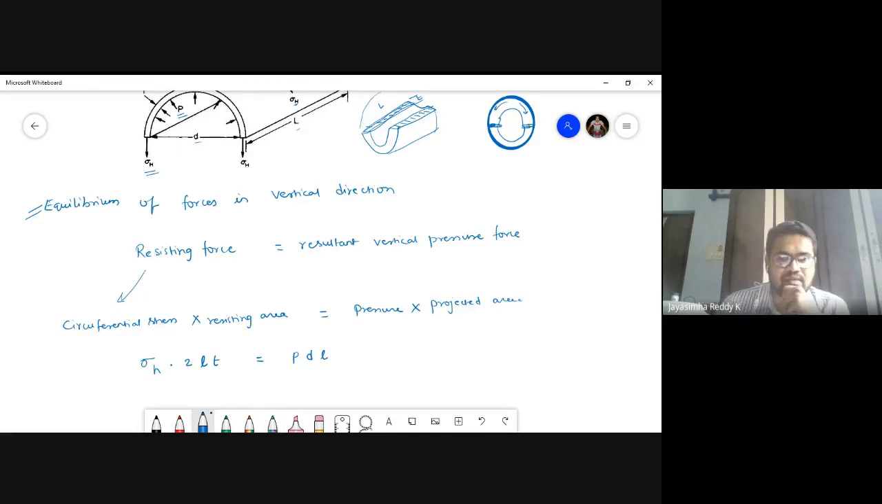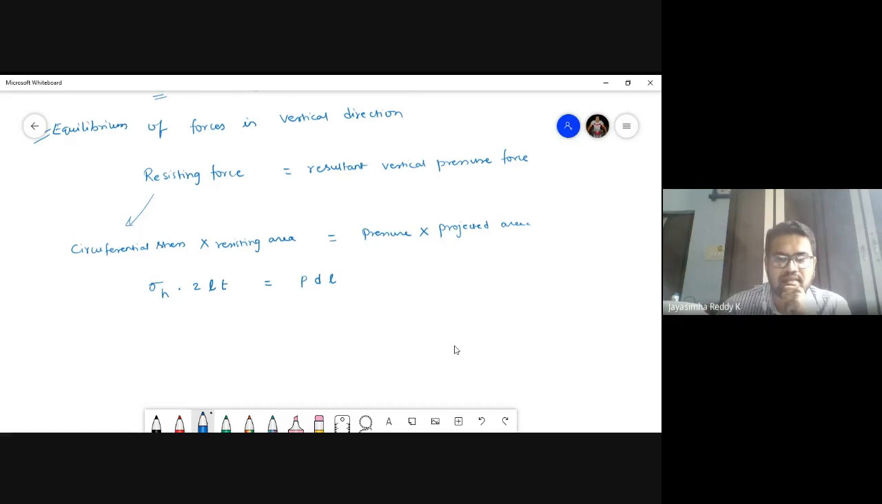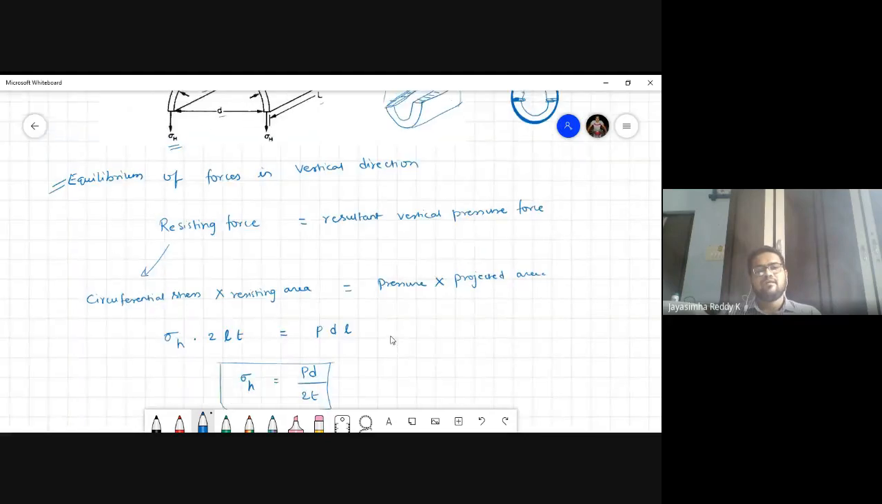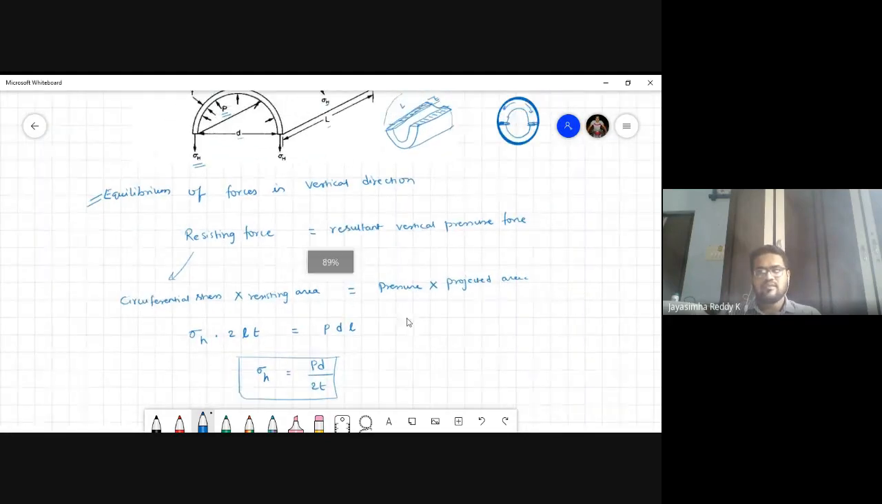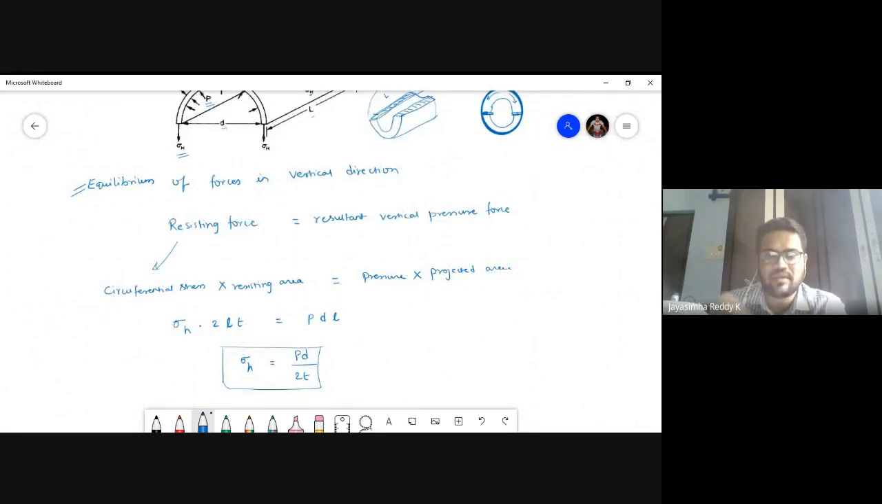Is it clear, students? Now sigma h can be written as, L will get cancelled, so PD by 2T. This is a very important formula, students. I hope everyone understood this. If you have any doubts here, please let me know, students. So what I have just done is I have come from the basics.